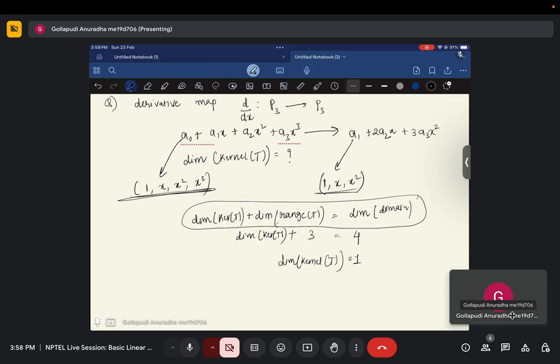Sir's question is how to find out the kernel of T, like image T of P3 is equal to 0. So, the set of all elements whose images are 0. How to find out the kernel of T for this derivative map. Okay, I'll get back to it later.